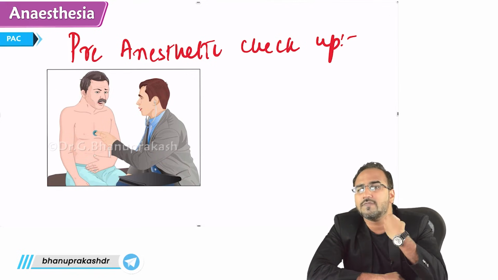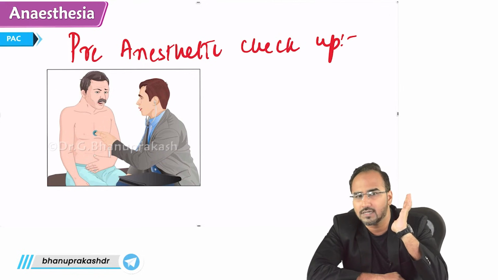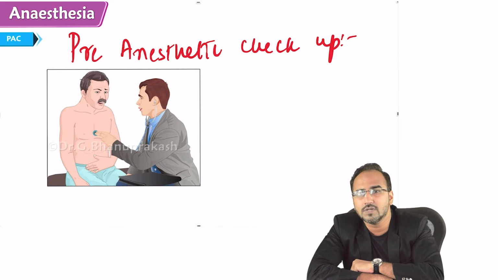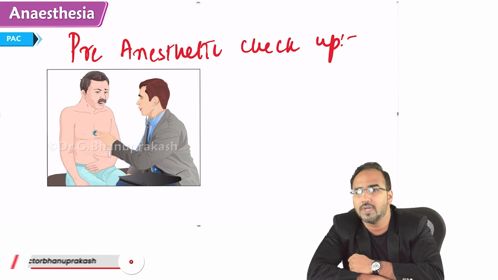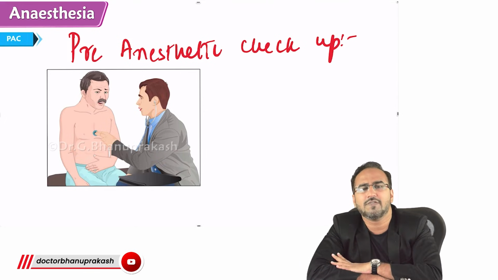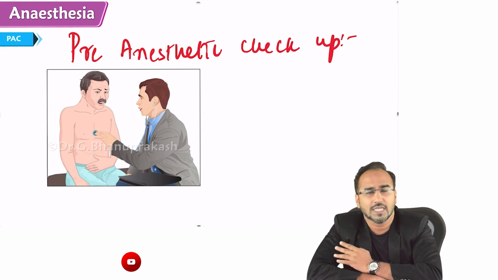Imagine your bag mask ventilation is also not adequate. Then what will you do? You take this device called LMA. What is this LMA? Laryngeal mask airway. You put this laryngeal mask airway into the patient's mouth and the patient can breathe.